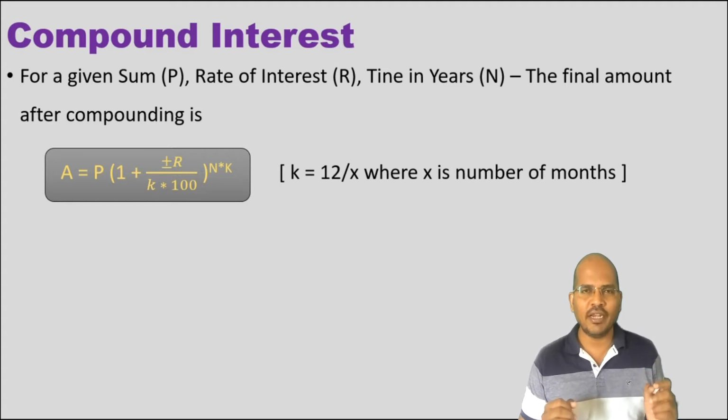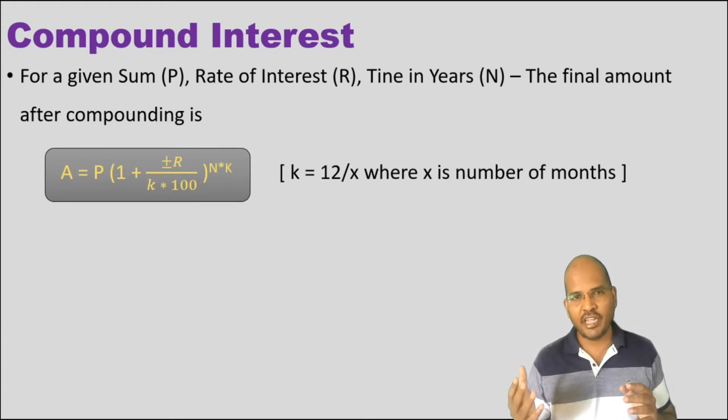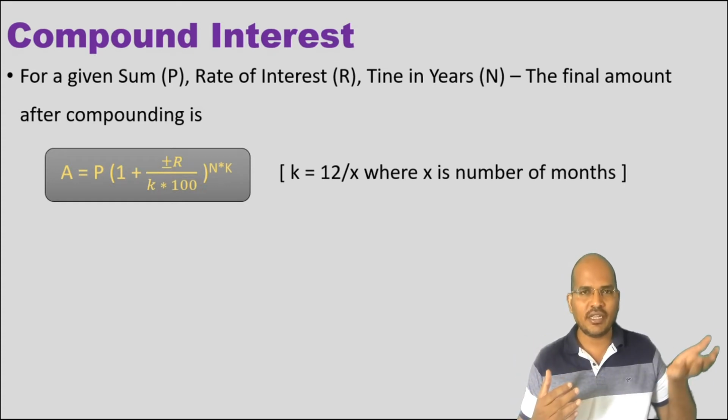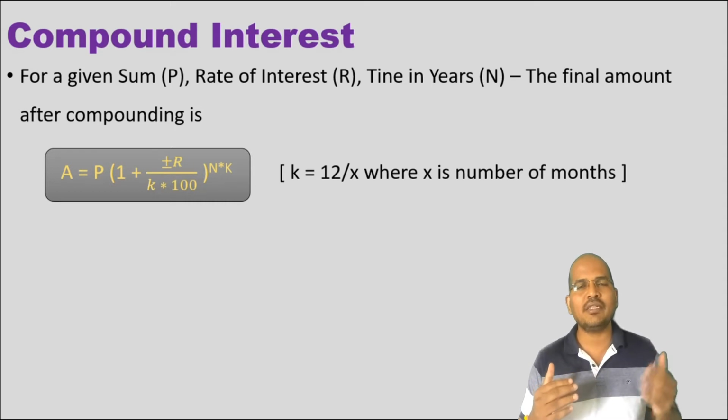So we calculate the amount by saying that A equals P times 1 plus R upon K times 100, whole power N times K. Now what is this plus or minus R? If every year the value of R increases constantly, then we say it as R positive. If the value of R depreciates every year, we say it as a negative R. So a positive R indicates constant increase every year and a negative R indicates a depreciation of R every year.